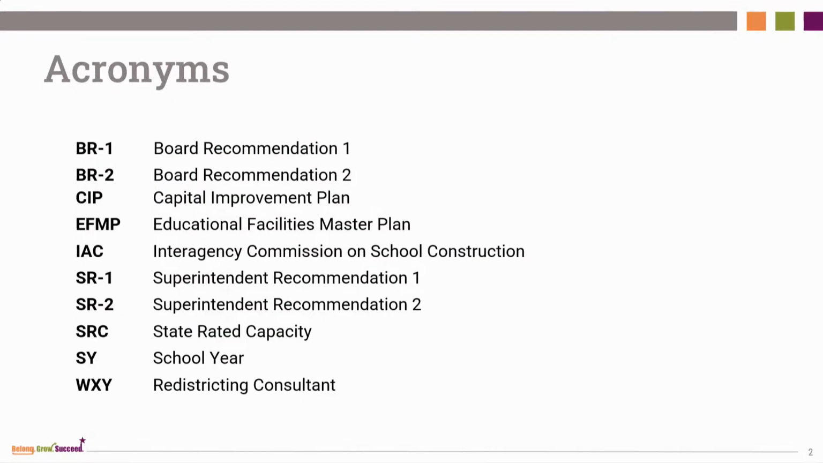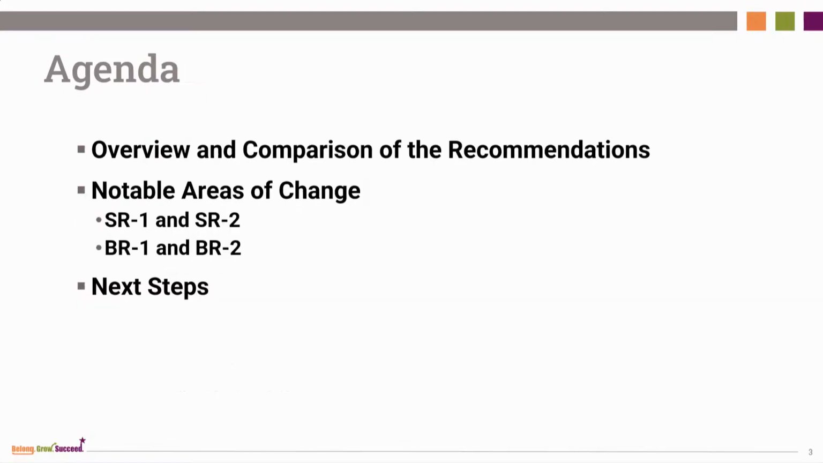During this presentation, we'll be using several acronyms, so I'll take a moment for you to review. This agenda outlines the key topics being covered, starting with an overview and comparison of the recommendations. I'll then detail the notable areas of changes among the Superintendent's Recommendation 1, SR1, and Superintendent's Recommendation 2, SR2, as well as Board Recommendation 1, BR1, and Board Recommendation 2, BR2. Finally, I'll outline the next steps in the Phase 2 redistricting process.